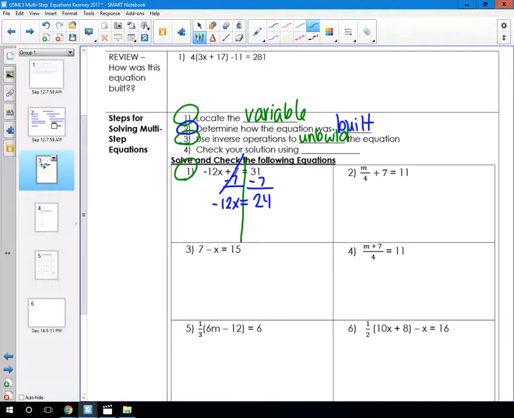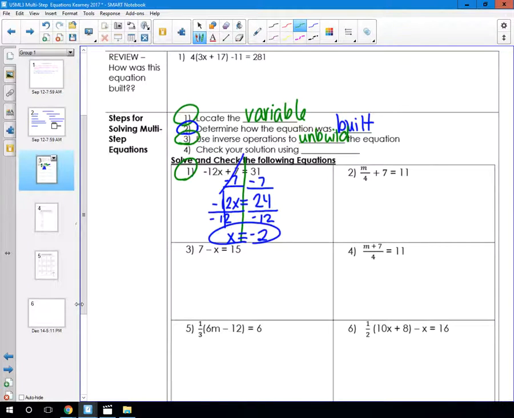Now I'm going to isolate the variable. I'm trying to get the variable by itself, so I have to figure out what x equals. Right now, x is being multiplied by -12. To undo that using inverse operations, instead of multiplying by -12, I can divide by -12. Positive 24 divided by -12 is -2. So right now, that's what I think my x value is, but I can't be sure until I check it.